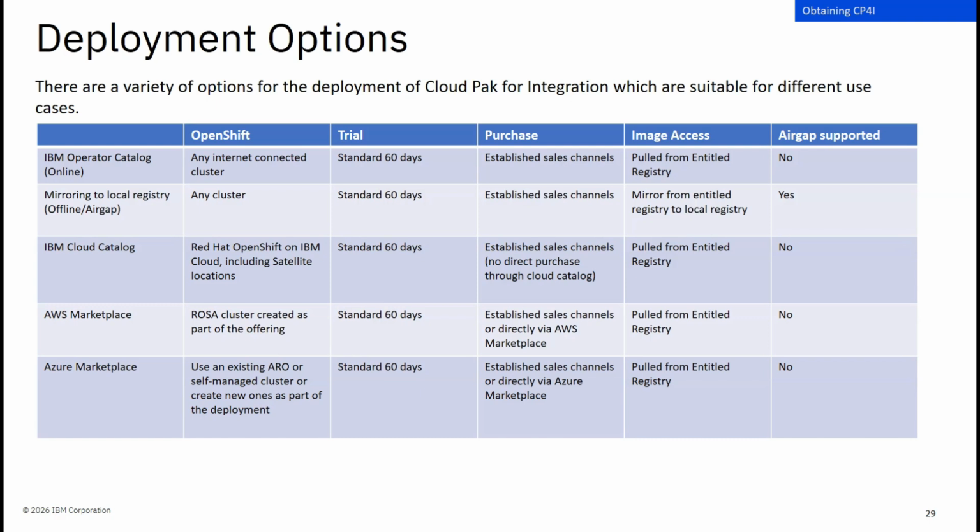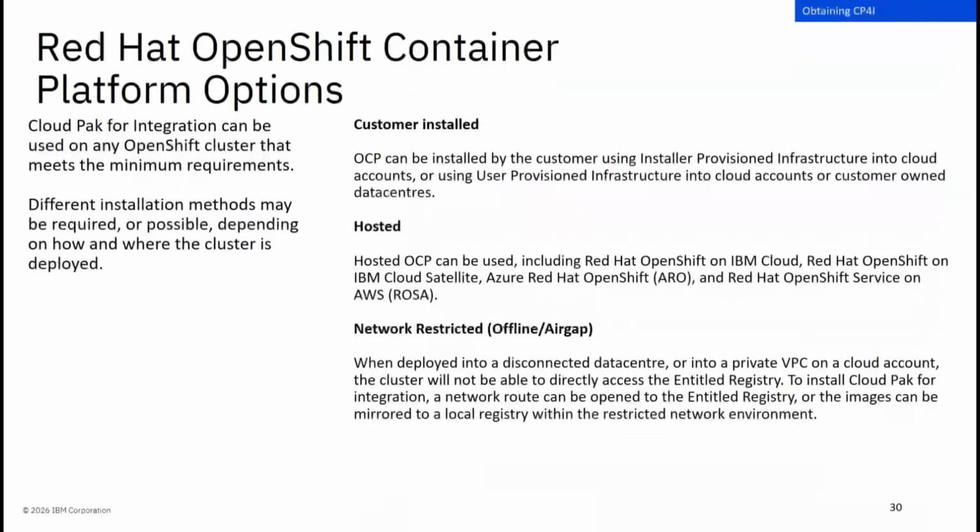CP4I can be deployed through IBM Operator Catalog, Mirrored Registries, IBM Cloud Catalog, AWS Marketplace, or Azure Marketplace, each with specific capabilities and air-gap options. CP4I works on any OpenShift cluster meeting requirements, customer-installed, hosted, or network-restricted clusters. Air-gap deployments require image mirroring and policy configuration.